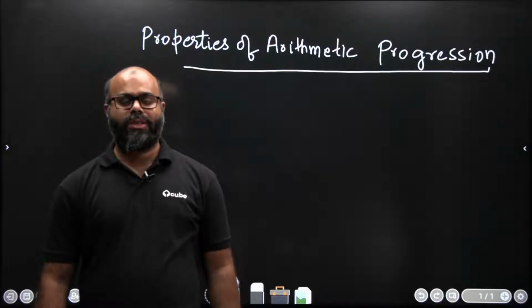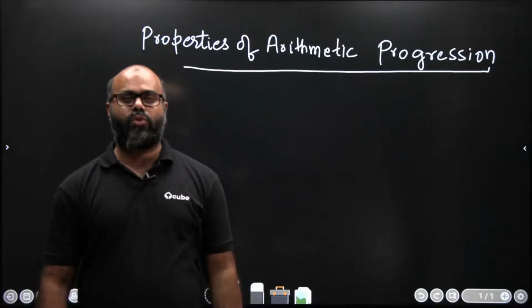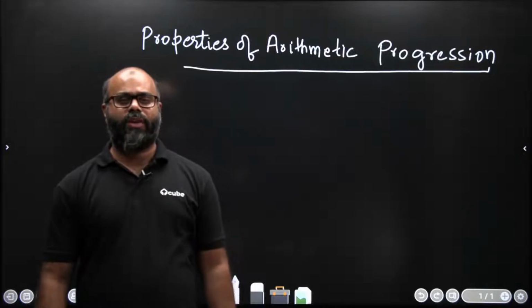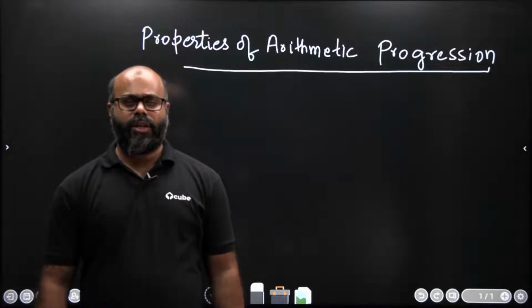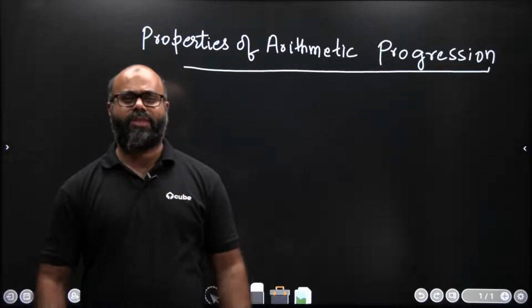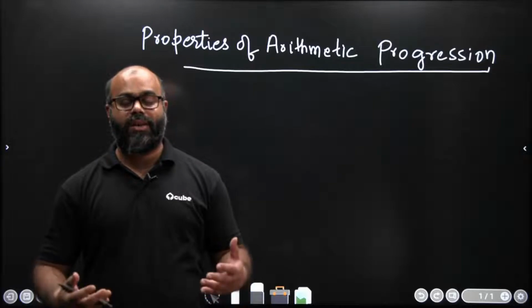We are going to discuss here properties of arithmetic progression. I am Subbu Nadeem and I am going to introduce you to some of the very basic and important properties of arithmetic progression. So what do you know about arithmetic progression, students? I hope you know what is arithmetic progression. We have studied it in many classes, in class 10th and in class 11th.